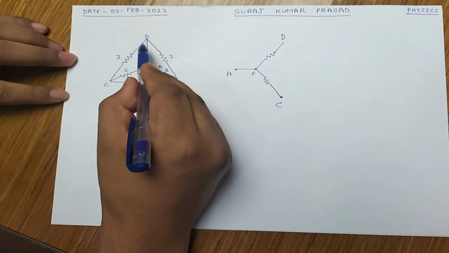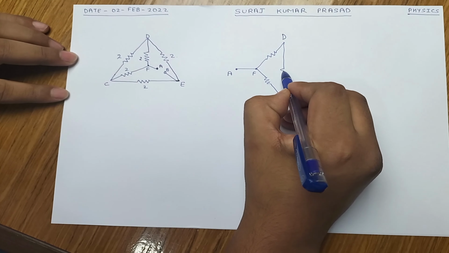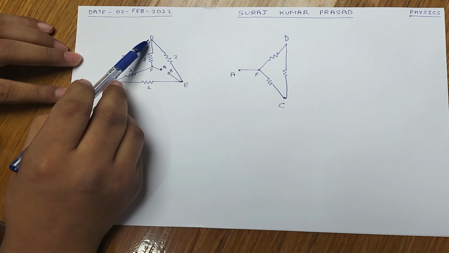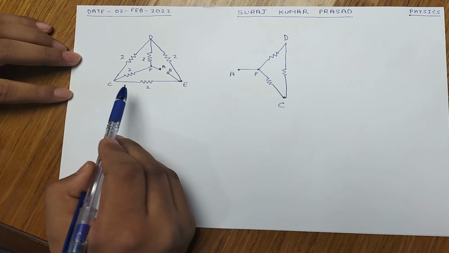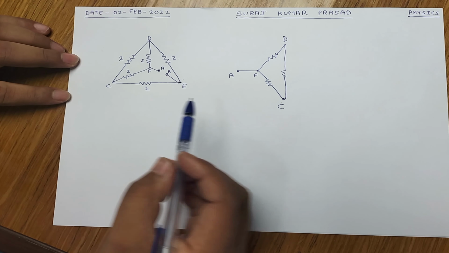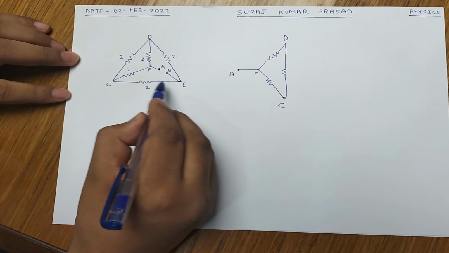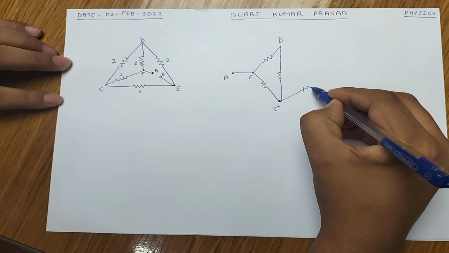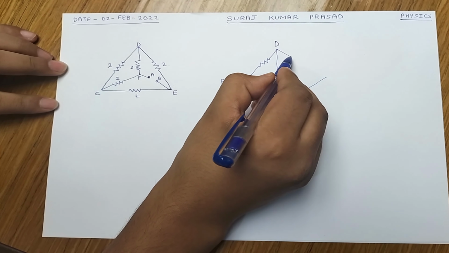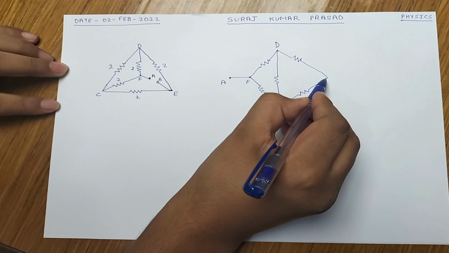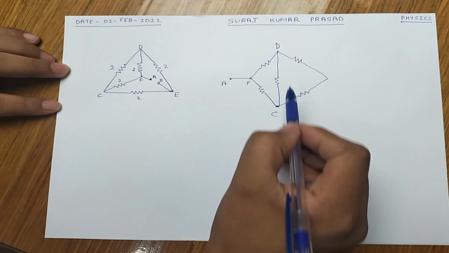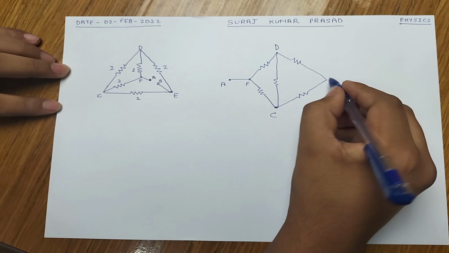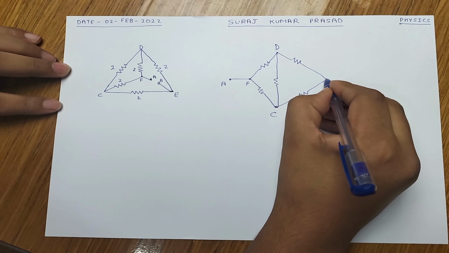AF, FD. So from C to D there is one resistance. So let's draw. Now from D to E there is one resistance, and from C to E there is one resistance. So there should be a common joint between C and E. Okay, now we have joined. Now the joint point between D and C, both joining, is point E.